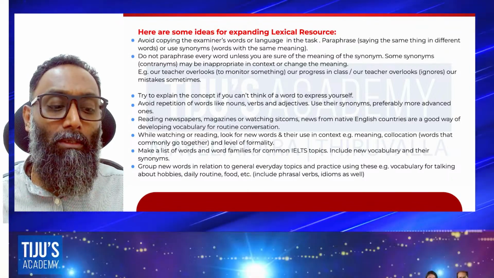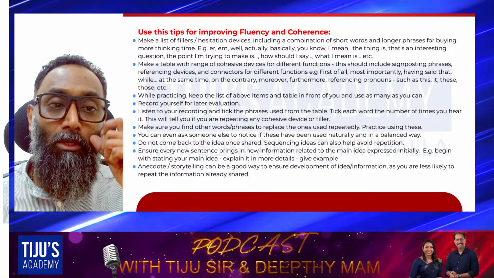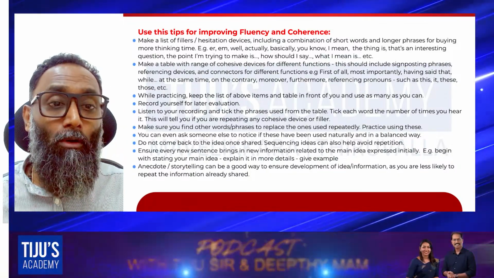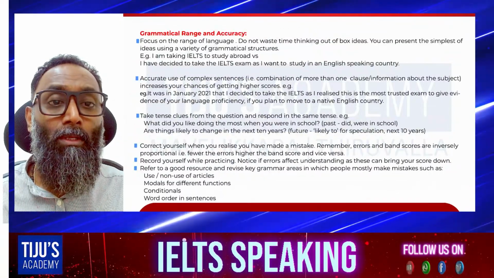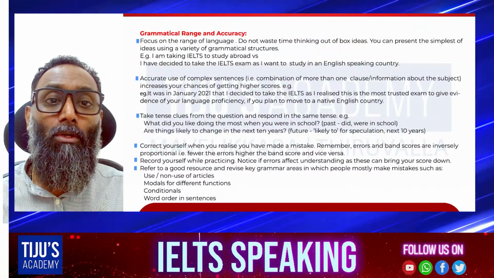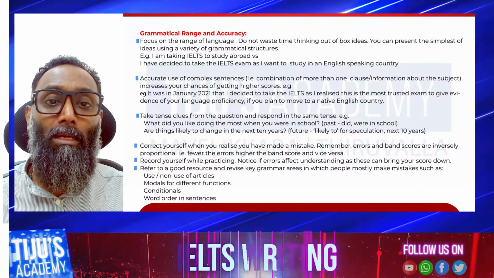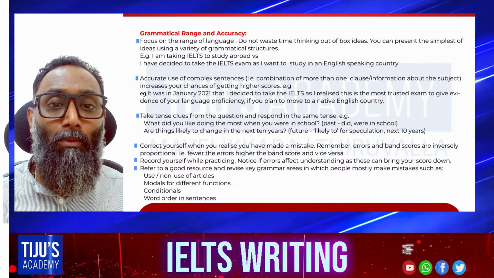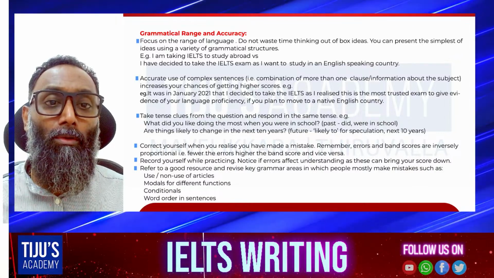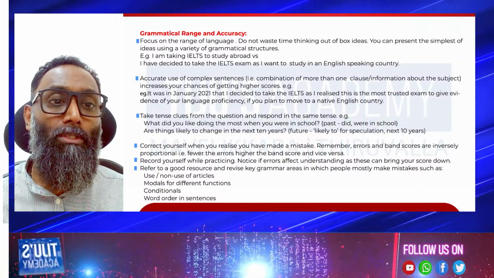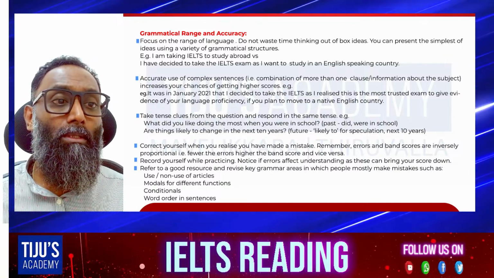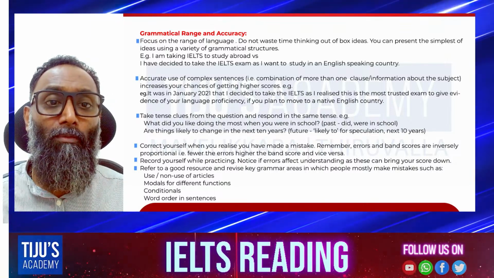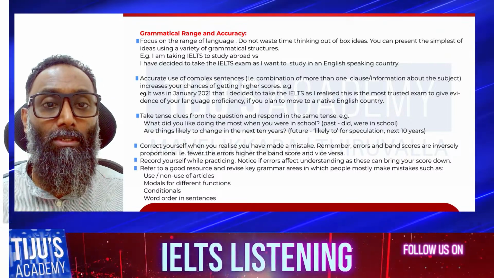So we have done with grammar. That was the first, fluency and coherence. Now we have finished off with your lexical resource, that's your vocabs. Now the third is your grammatical range and accuracy, your grammar. So the first point, what is it? The first tip, focus on the range of language. Do not waste time thinking of out of the box ideas. You can present the simplest of ideas using a variety of grammatical structures.